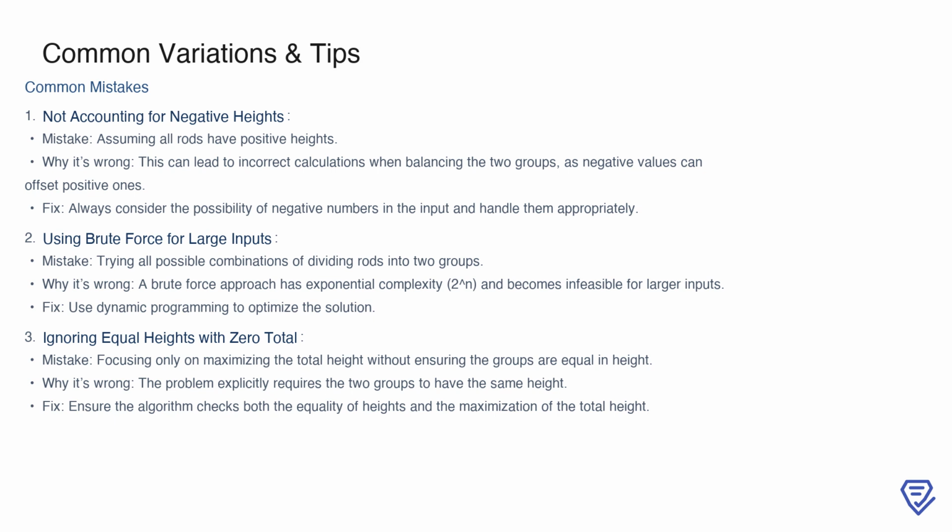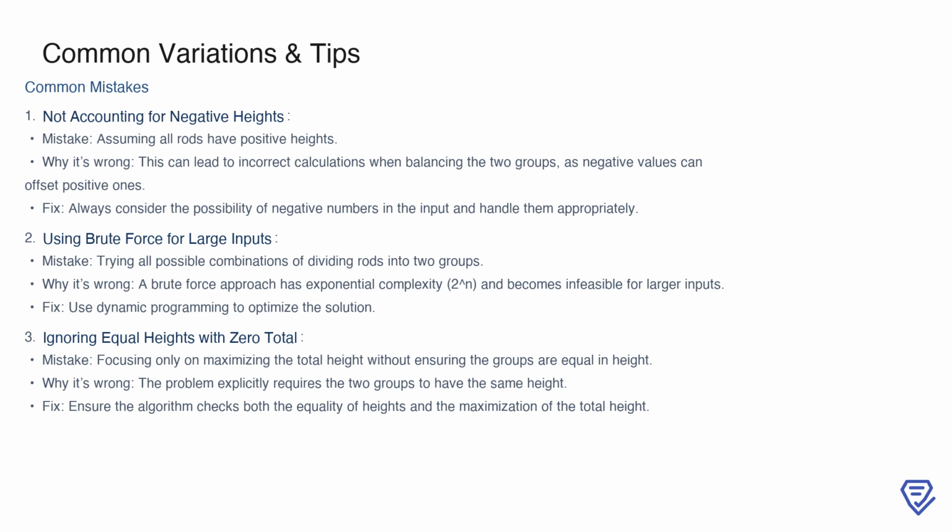First, not accounting for negative heights can lead to miscalculations. It's easy to assume that all rods have positive heights, but the inclusion of negative values can offset positive ones, which directly impacts the balancing of the two groups. To address this, ensure your solution handles negative numbers appropriately.